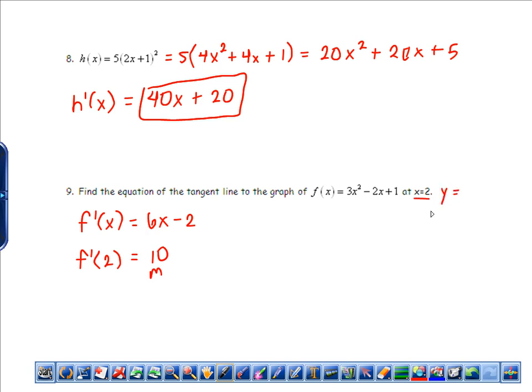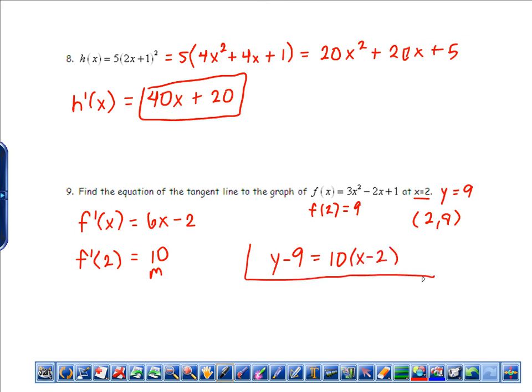Here's the x value of the line. How do you find the y value? Well, you just plug it in. You do f of 2. So this is going to give me 9. There we go. So our point is 2, 9. And we do slope-intercept form, or point-slope form. Y minus 9 equals 10, parentheses, x minus 2. Leave your answer like that. You could multiply it out and simplify it if you wanted to, but this is fine.